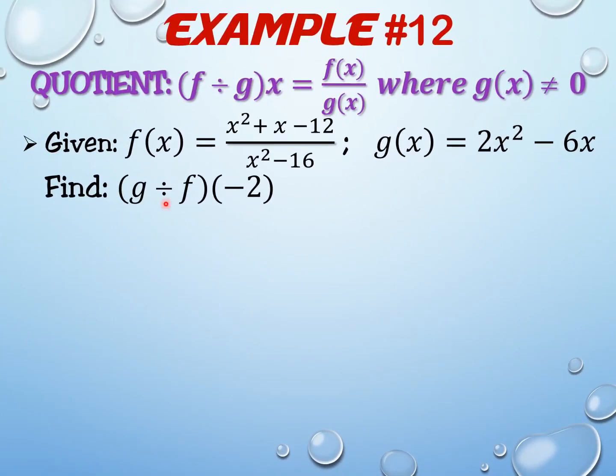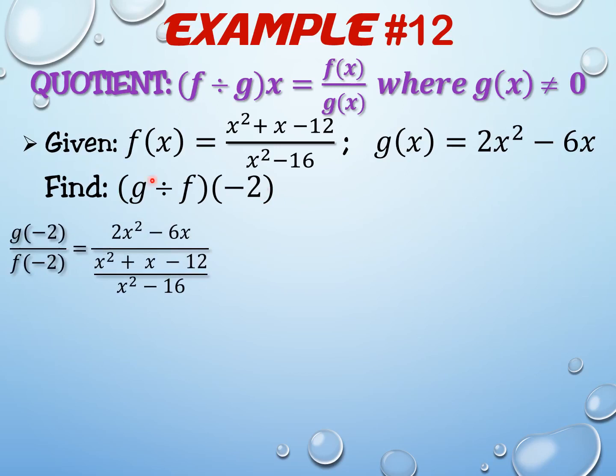Okay, let's have another example. The same given, but this time you are asked to find g divided by f of negative 2. Since you are not asked to find the quotient of the functions, but instead the quotient of the functions at -2, I will show you another way of solving this one. So this will be equal to g of -2 divided by f of -2.